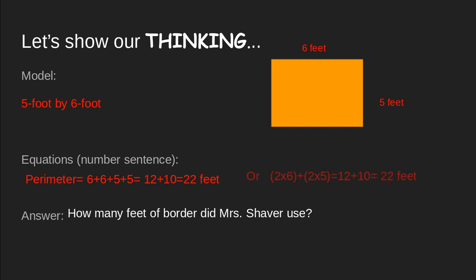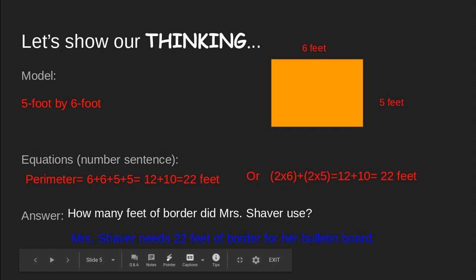Now, another way I could have solved for the perimeter is I could have used multiplication. I have 2 sides that measure 6 feet plus 2 sides that measure 5 feet. Therefore, when I multiply 2 times 6, I get 12. And when I multiply 2 times 5, I get 10. And when I add those 2 products together, which are now addends, I get the sum of 22 feet. To answer the question, how many feet of border did Mrs. Shaver use? Well, she needs 22 feet of border for her bulletin board.